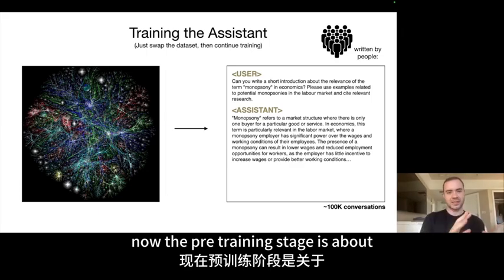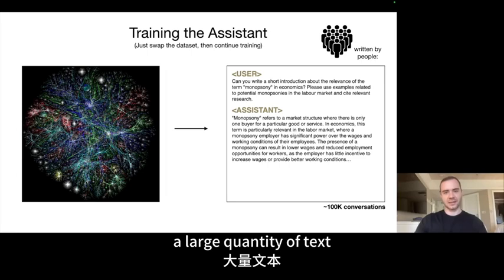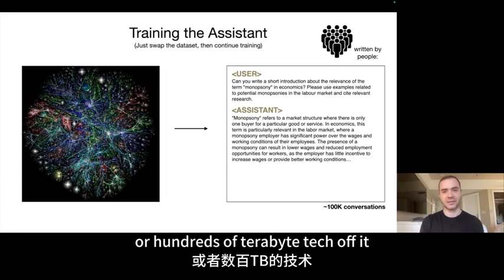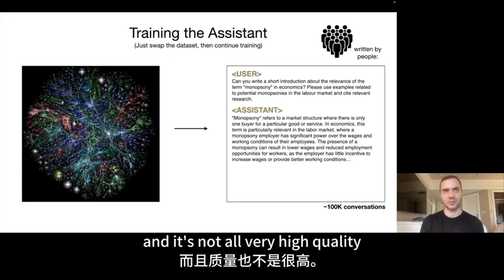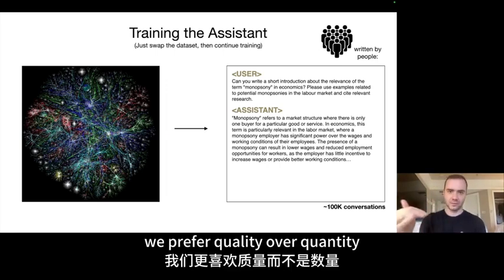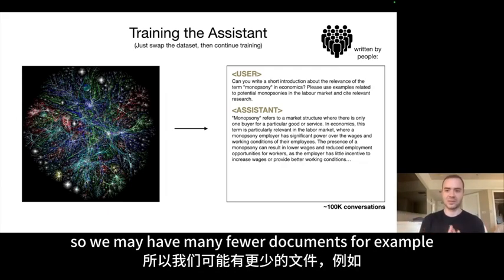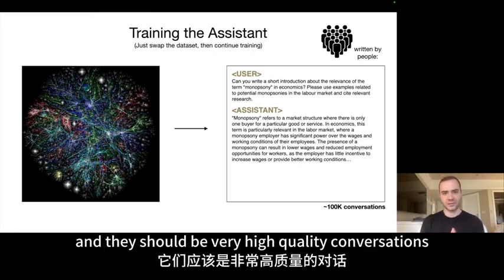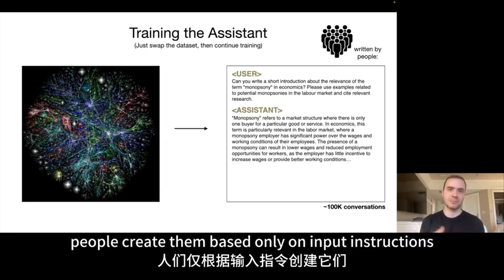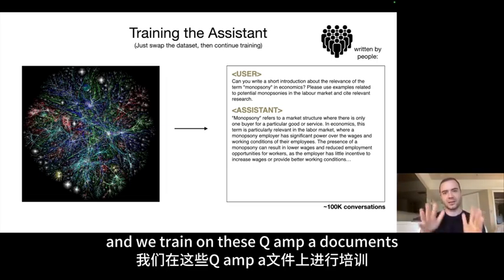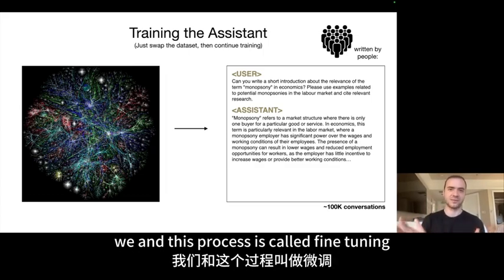Now, the pre-training stage is about a large quantity of text, but potentially low quality because it just comes from the internet, and there's tens or hundreds of terabytes of it, and it's not all very high quality. But in this second stage, we prefer quality over quantity. So we may have many fewer documents, for example 100,000, but all of these documents now are conversations, and they should be very high quality conversations, and fundamentally people create them based on labeling instructions. So we swap out the dataset now, and we train on these Q&A documents. And this process is called fine-tuning.